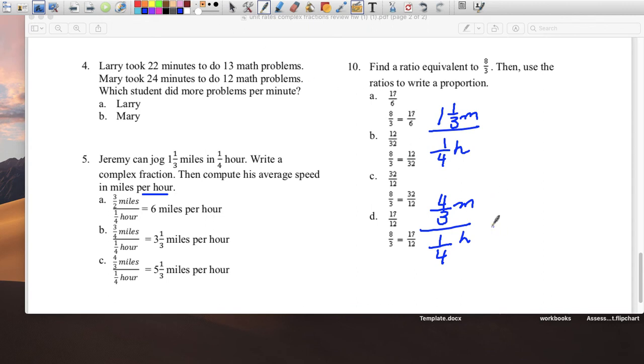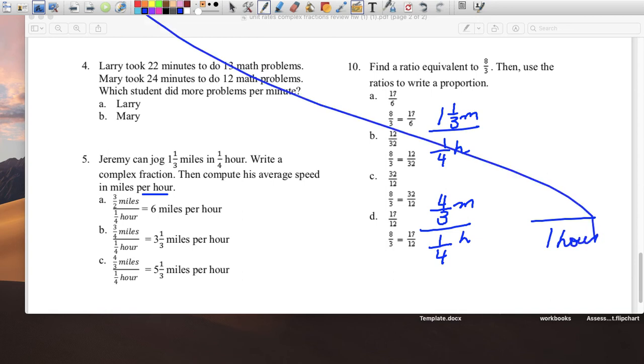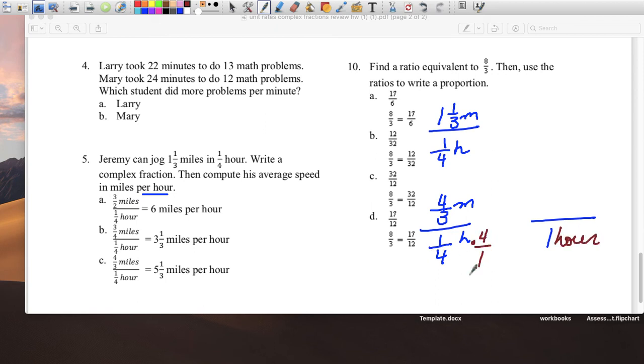Now, the other thing I'm going to do is find out how much this guy can run in 1 hour. So we need to find the unit rate. For 1/4, we're going to multiply by the reciprocal, which is 4/1, so I multiply the top by 4/1. This gets me my 1 hour. On top, I get 16: 4 times 4 is 16, over 3. I'm going to write over here, 16 over 3. As a mixed number, 3 goes into 16 5 times, with 1 left over. So in 1 hour, Jeremy can run 5 1/3 miles. And here's my answer.